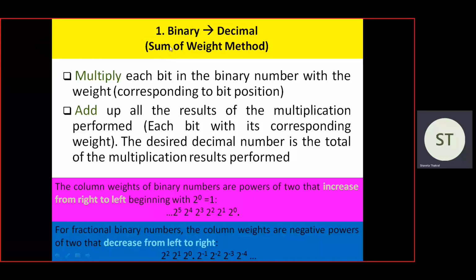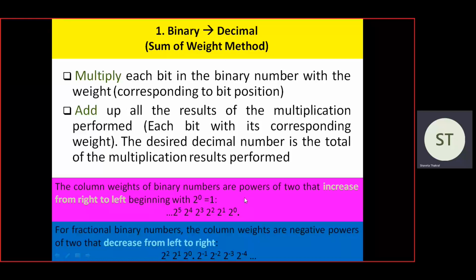In the first lecture of number system we discussed weights: binary weights, octal weights, hexadecimal weights and decimal weights. What we do here is multiply each bit in the binary with its corresponding weight, and after all, we add all the results of multiplication, and finally we get the conversion from binary to decimal.